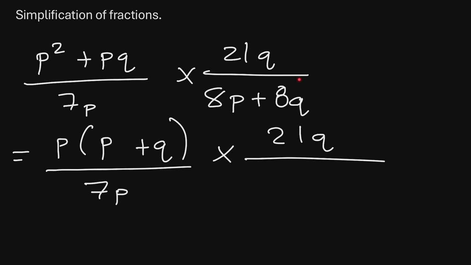Now if we look at the denominator, we have a common factor which is 8. So we're going to take out 8 as a common factor. And this is going to be what? 8p divided by 8 is going to be p, and then 8q divided by 8 is going to be q.